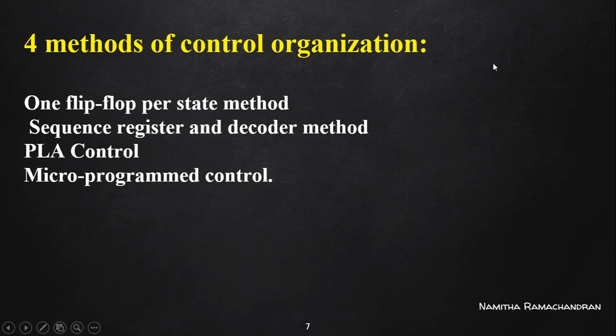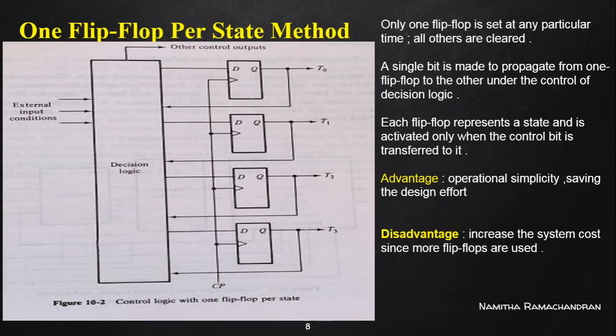Control logic can be organized with the help of these 4 different methods. What are these 4 different methods? One flip-flop per state method, sequence register and decoder method, PLA based control method, microprogrammed control method. We can consider each of these separately. First of all, about the one flip-flop per state method.